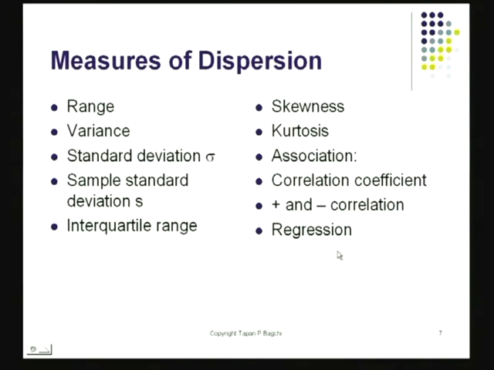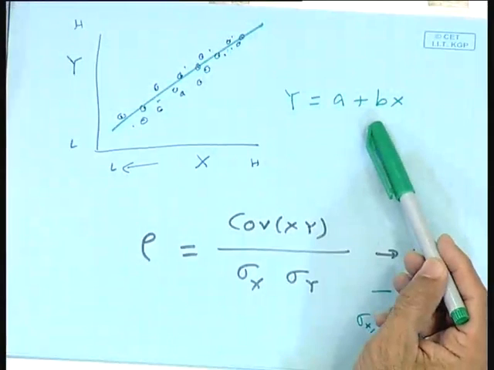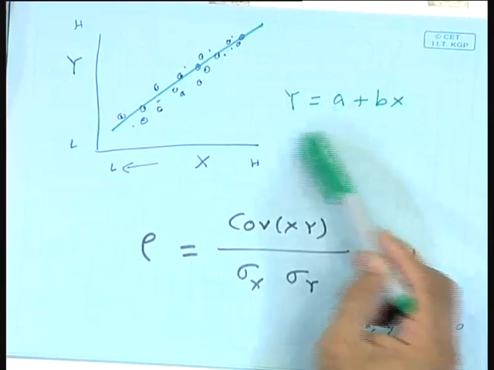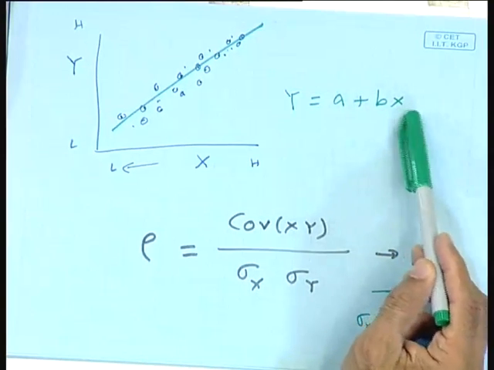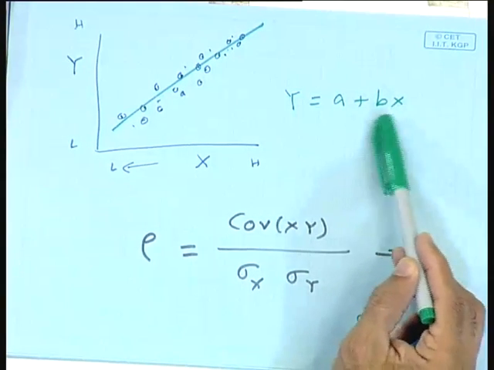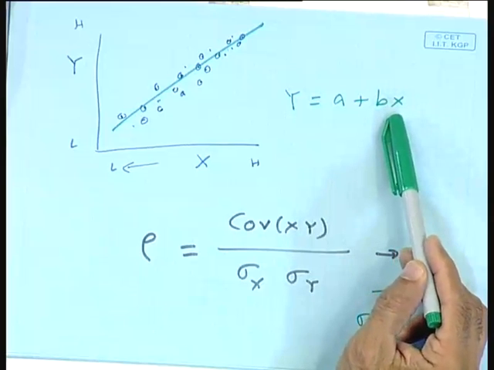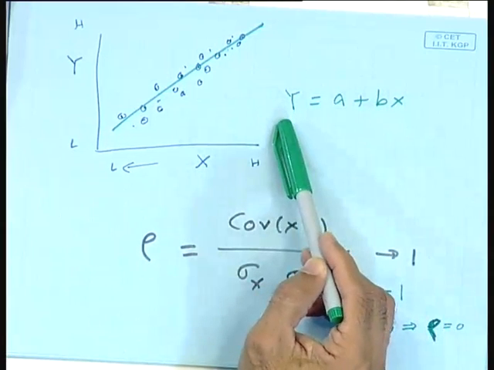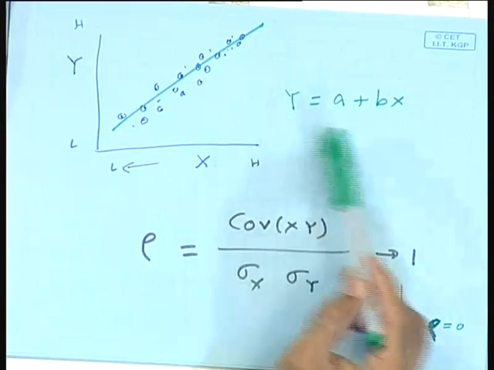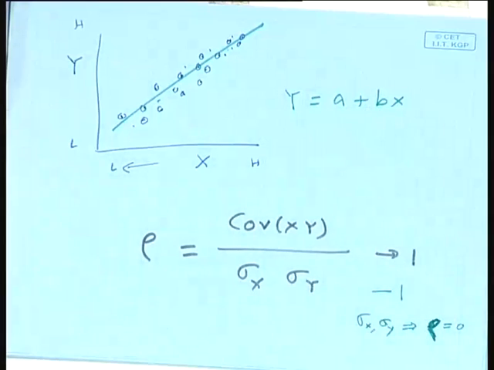And I have already discussed regression, which is really a model like this. This is a simple regression model. More complicated models will have more variables. These variables on the right hand side are called independent variables, and this one is called the dependent variable. A and B are the parameters of the model.